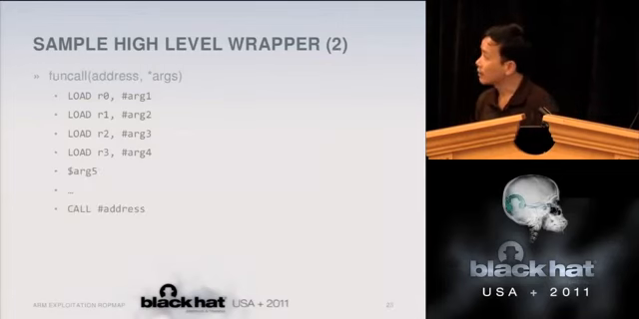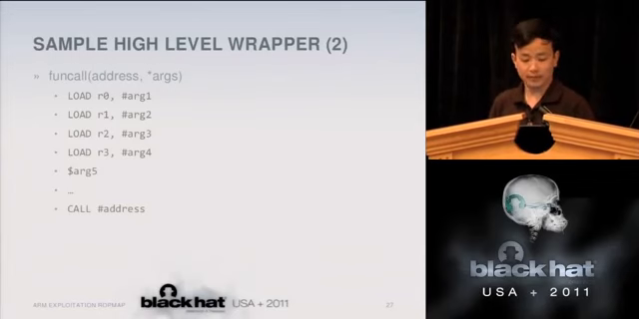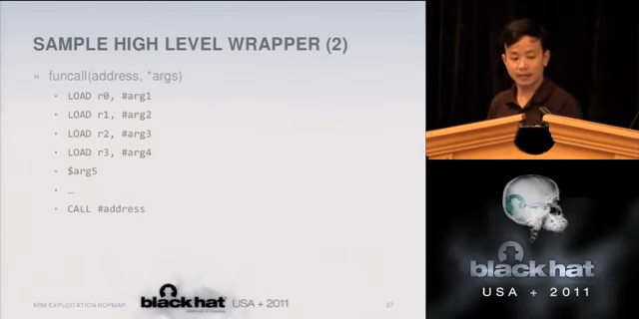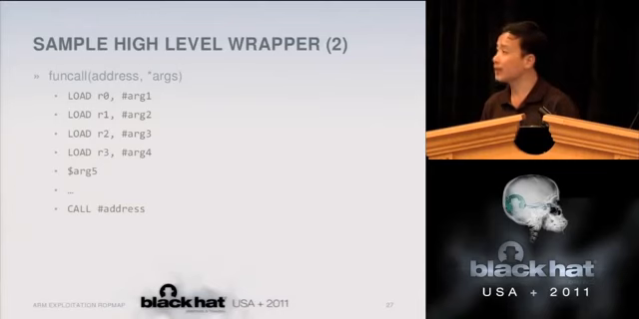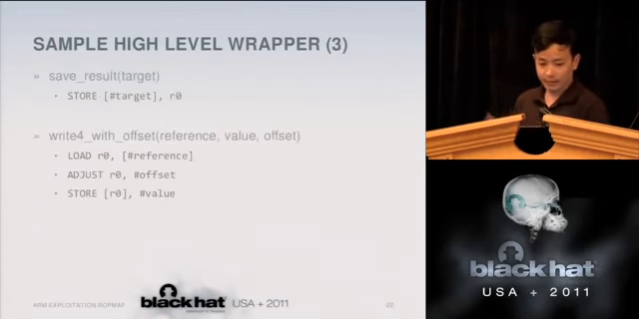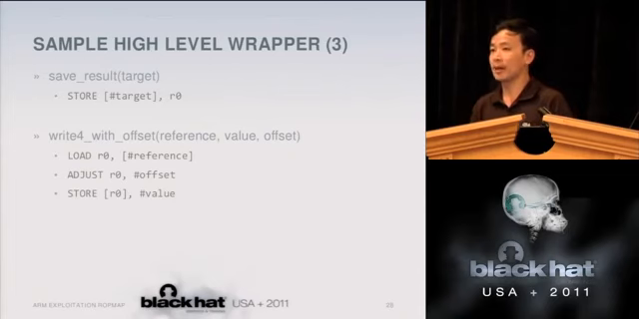You can write a high-level wrapper for function call, where you load arguments to registers. If there are more than 4 arguments, the 5th argument will go to the stack, and at the end you call the function address. That's all for the shellcode. You can write a wrapper for, let's say, storing the return value from a function call to some memory, or repeatedly writing every 4 bytes to a memory region.